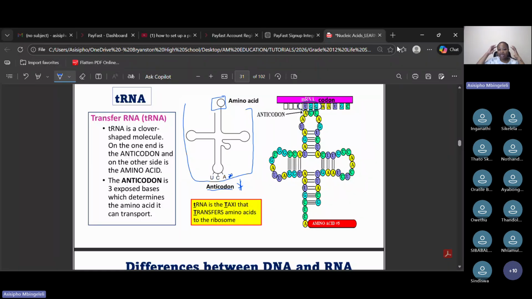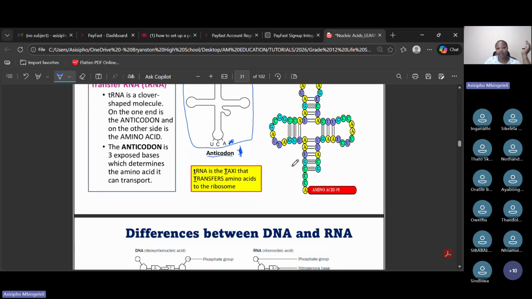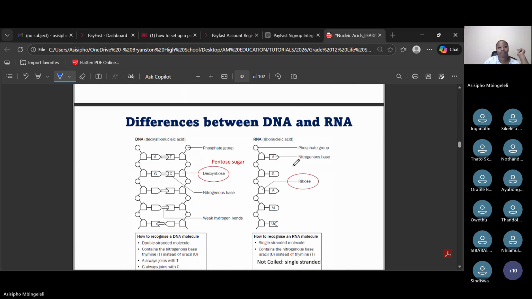So the amino acid that will be carried on this side of the transfer RNA will be determined by the anticodon, meaning the bases here at the bottom. So it will not carry just any amino acid. And I know there is a common question about the names of the amino acids. Do we need to know them? You don't need to cram them or know them or anything like that. They will give you a table of the different amino acids that we have. So you don't need to cram anything.